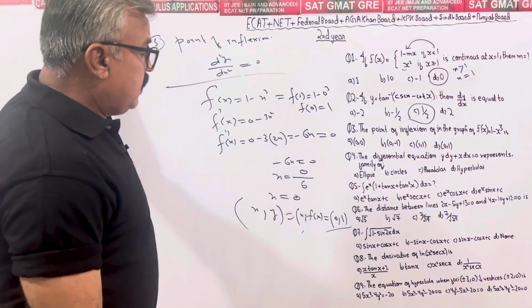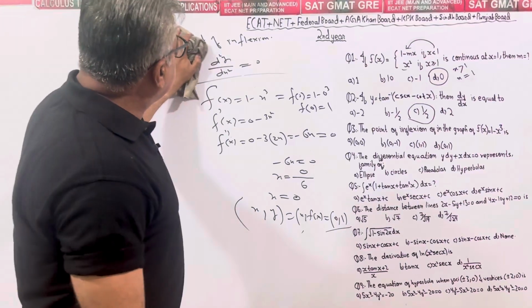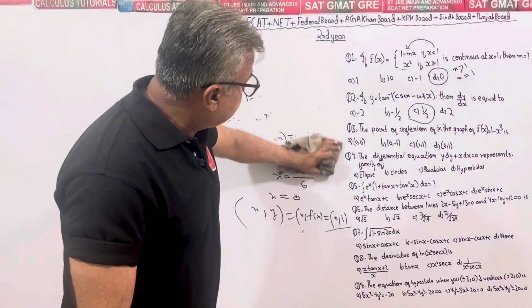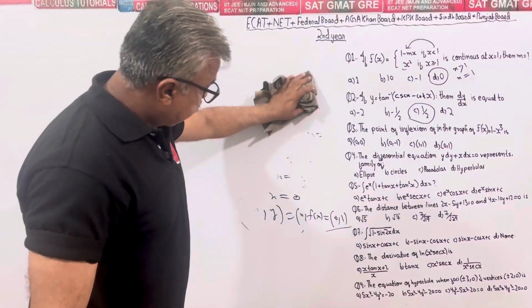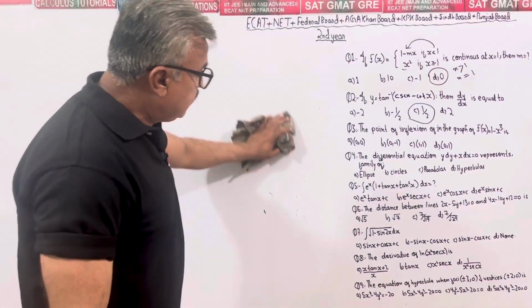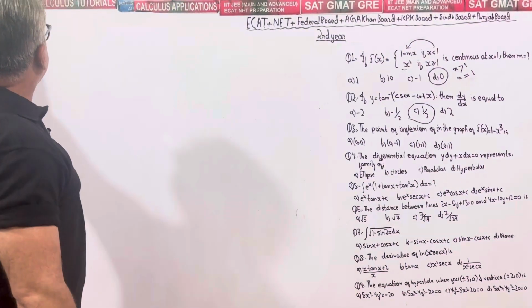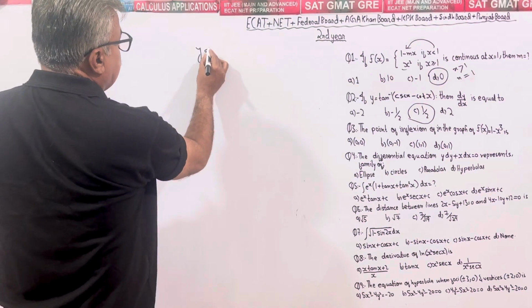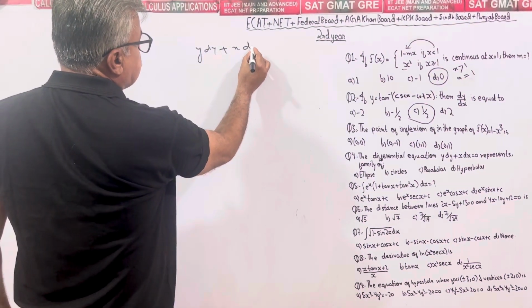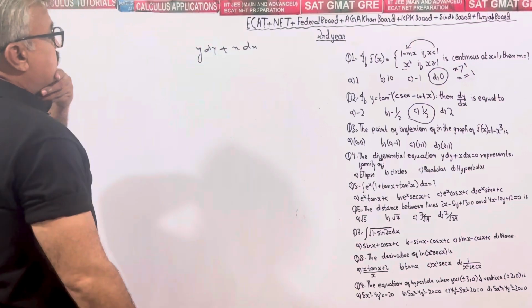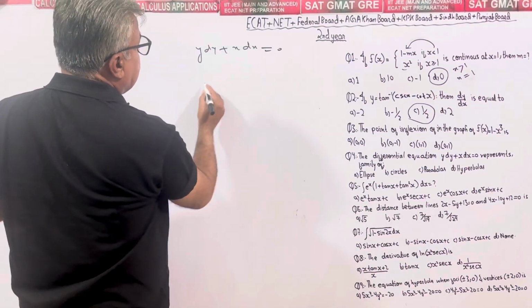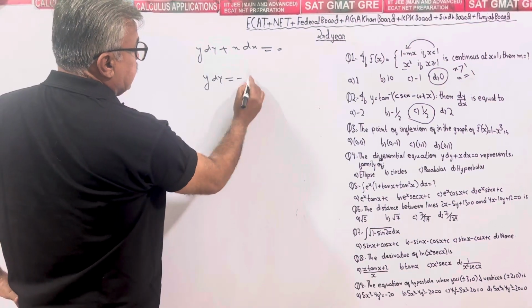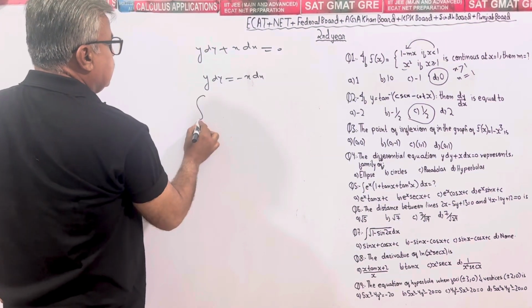Moving to question number 4, the differential equation y times dy plus x times dx represents which conic? Ellipse, parabola, hyperbola, line, circle, or whatever the case is. Let's see and find out. Question number 4, y dy plus x dx. y dy plus x dx is equal to 0. It can be written as y dy is equal to negative x dx.